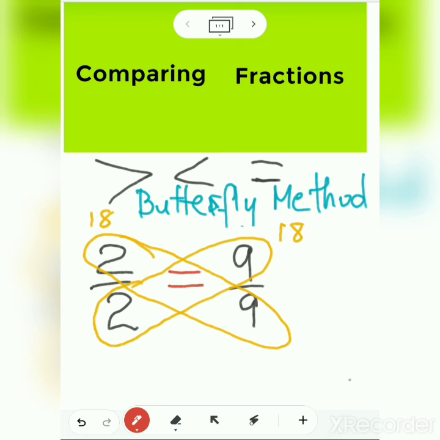This is how we use the butterfly method to compare fractions. I hope you understood what we did today.